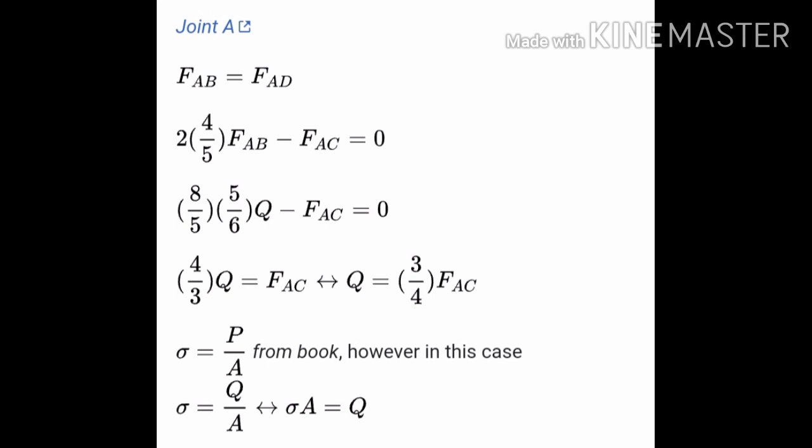2 times 4 over 5 F sub AB minus F sub AC is equal to 0. 8 over 5 times 5 over 6 Q minus F sub AC is equal to 0. 4 over 3 Q is equal to F sub AC, or Q is equal to 3 over 4 F sub AC. Normal stress is equal to P over A from the book. However, in this case, normal stress is equal to Q over A, or Q is equal to normal stress times A.